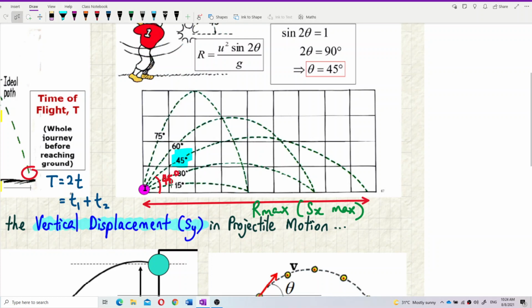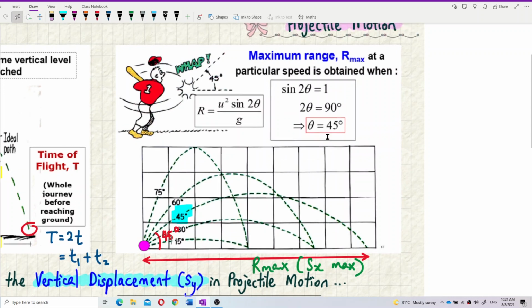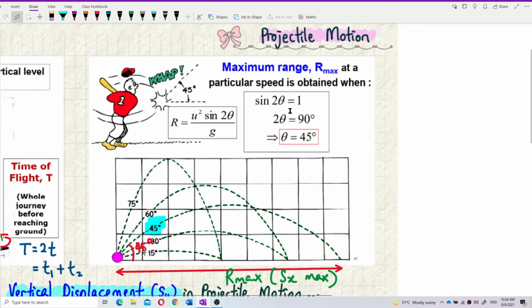If you throw at less than 45, it is a shorter range. If more than 45, you also get a shorter range. This is how it illustrates. 45 degrees is the key to throwing the maximum range. So next time if you want to kick a football at the furthest distance, you kick at 45 degrees. Or a catapult, you launch the stone at 45 degrees. That is the furthest distance.